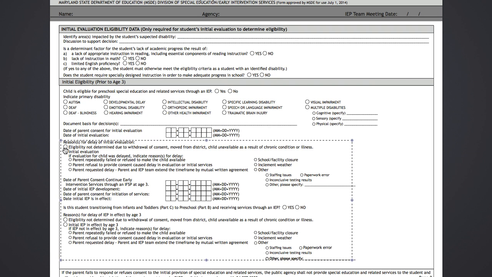It's still important to stay within the timeline, but if for some reason that is not adhered to, that data is collected here very, very carefully, and so you want to be sure that you indicate that.